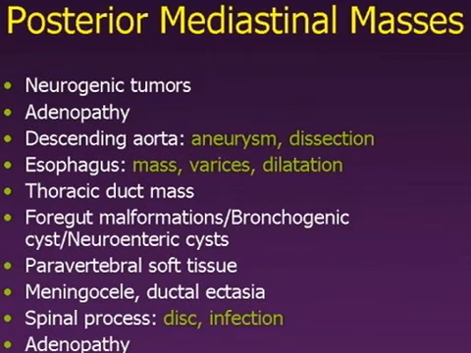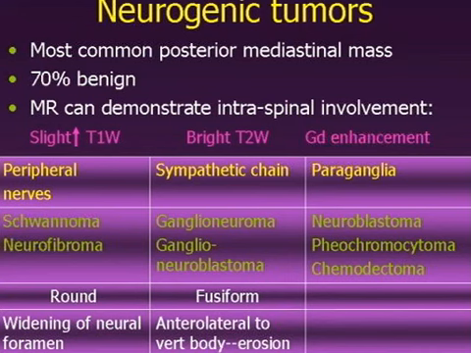Neurogenic tumors, number one, adenopathy, aortic disease, esophagus. You know what, we'll just work through it, I won't read the list. Neurogenic tumors are the most common posterior mediastinal mass. Most of these, 70%, are benign. MR can demonstrate whether there's intraspinal involvement. In fact, this is the one instance where you might go straight to MR.